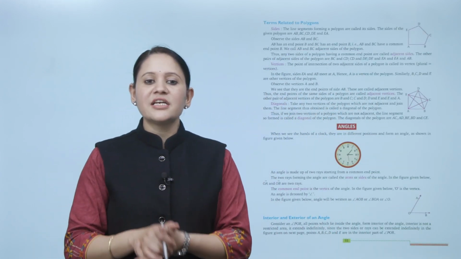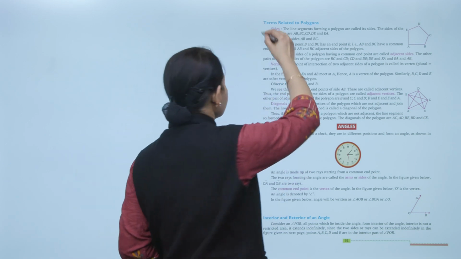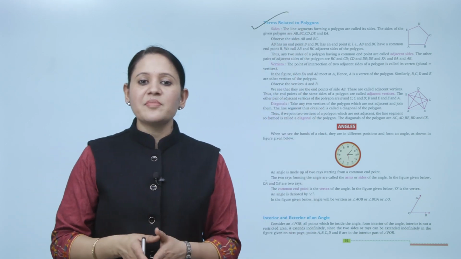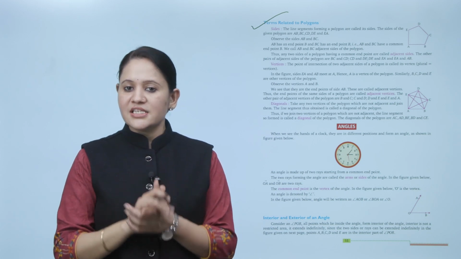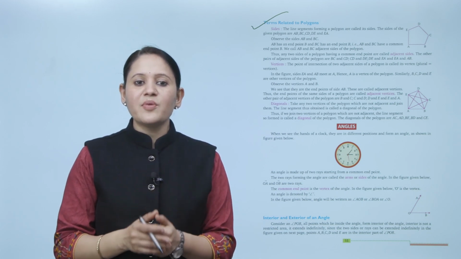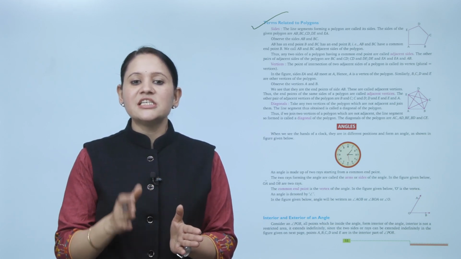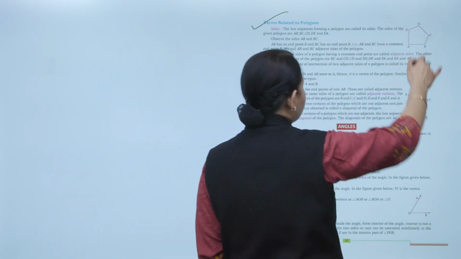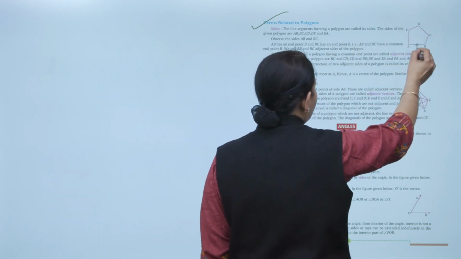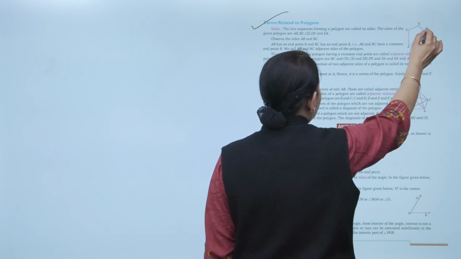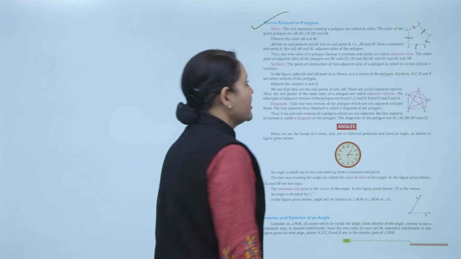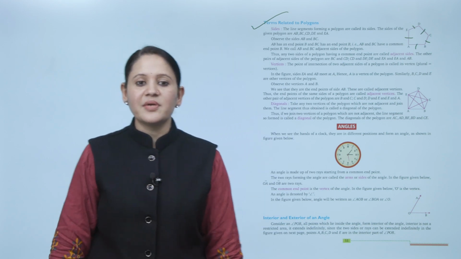Next is terms related to polygons. First is side. The line segments forming the polygon are called the sides. The sides of the given polygon are AB, BC, CD, DE and EA. Like here, if we talk about this polygon, sides are AB, BC, DC, DE and EA. These are the line segments.